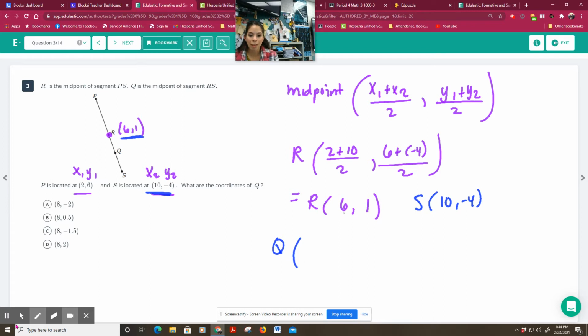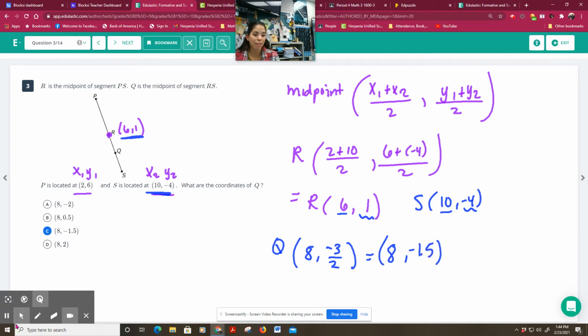So I got to add up the X's. So 6 plus 10 is 16. 16 divided by 2 is an 8. And then the Y's, 1 plus a negative 4 is negative 3. Negative 3 divided in half, well, as a decimal, that would be negative 1.5. So the answer was C, 8, negative 1.5. And all this work should be in the work that I saw on your paper.